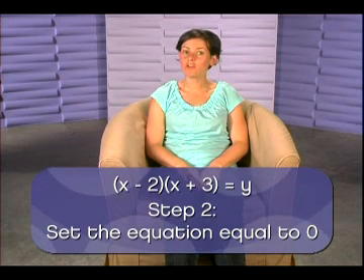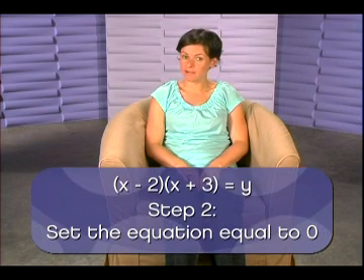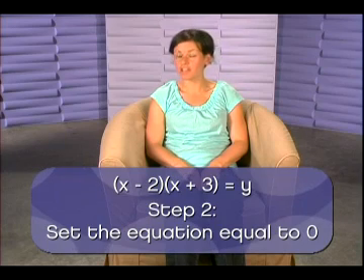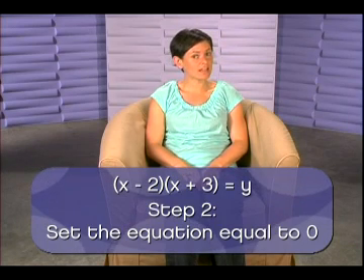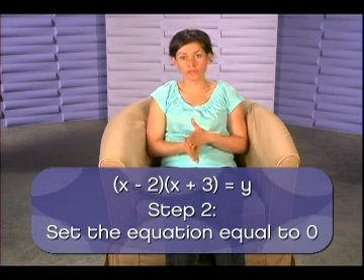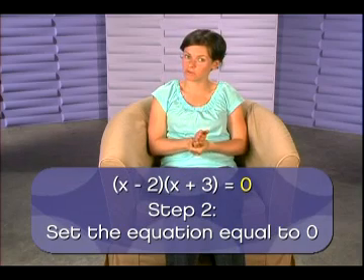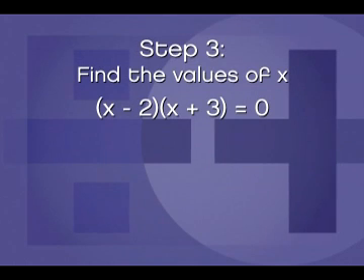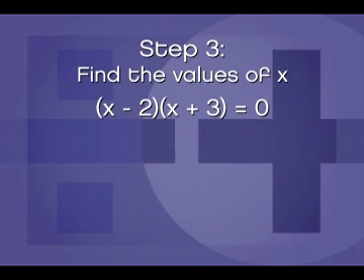Step 2. Set the equation equal to 0. Well, x minus 2 times x plus 3 equals y, and y equals 0, so we just set y as 0. x minus 2 times x plus 3 equals 0. Step 3. Find the values of x.